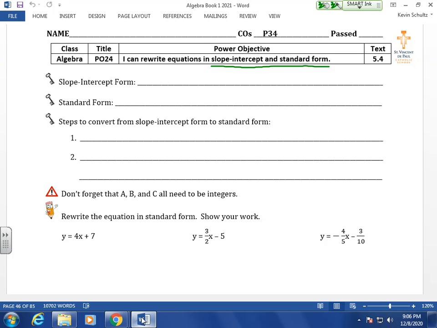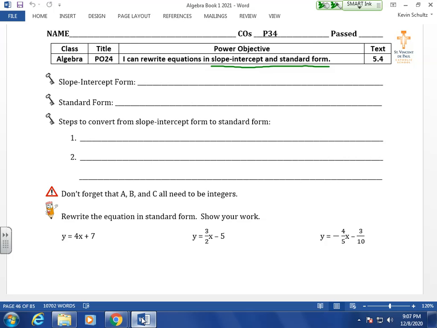But today in Algebra PO24, we're going to go back to our work with slope-intercept form and standard form. In CO23, you were given an equation in standard form and asked to write it in slope-intercept form. Today, you'll be given an equation in slope-intercept form and asked to put it back into standard form. So it's the reverse of what we worked with in CO23.